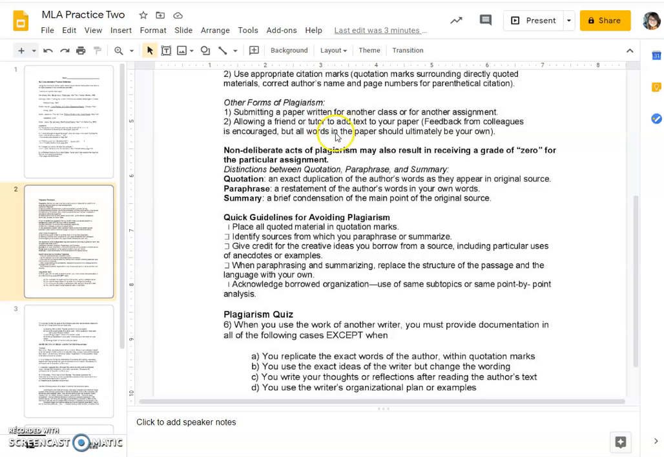Allowing a friend to add to your paper. Feedback is okay, but all the words in the paper should be your own. So if they give you suggestions, you have to write those suggestions yourself, not just put them in.